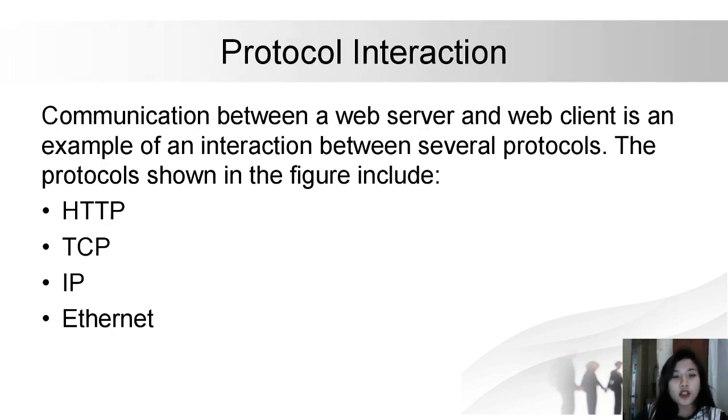So, these are the protocol interactions. Communication between a web server and a web client is an example of an interaction between several protocols. The protocols include HTTP, TCP, IP, and Ethernet, of which HTTP is an application protocol that governs the way a web server and a web client interact.